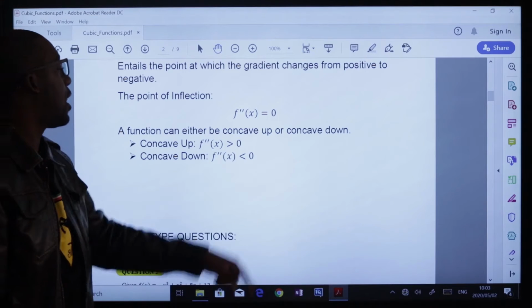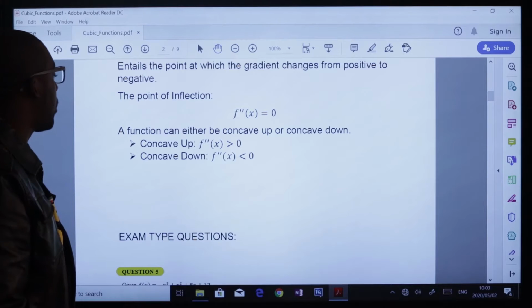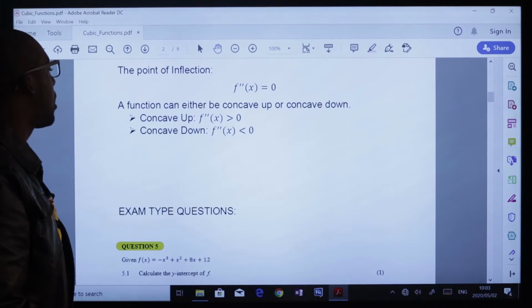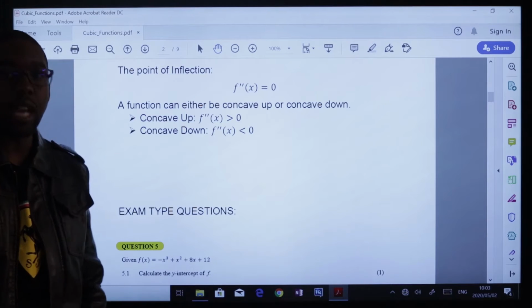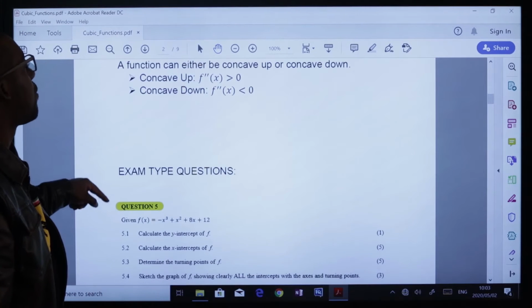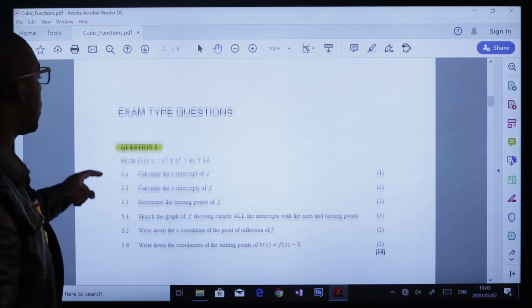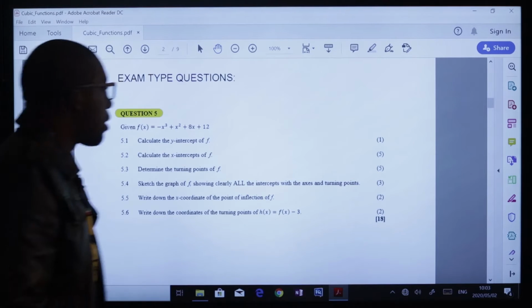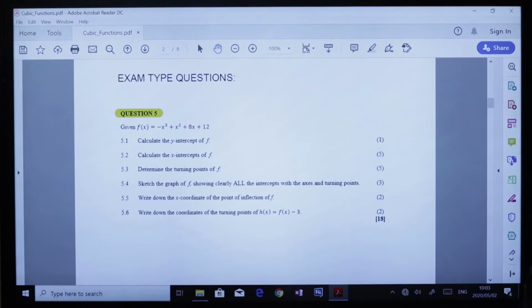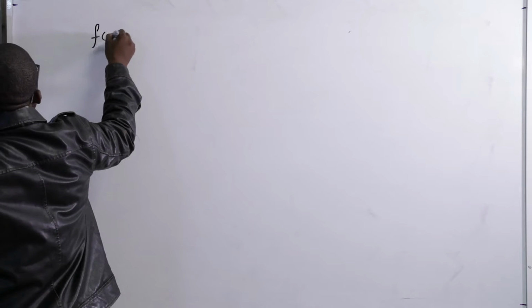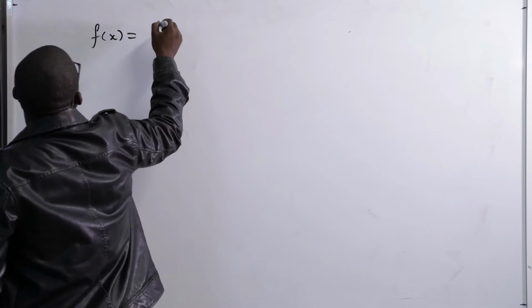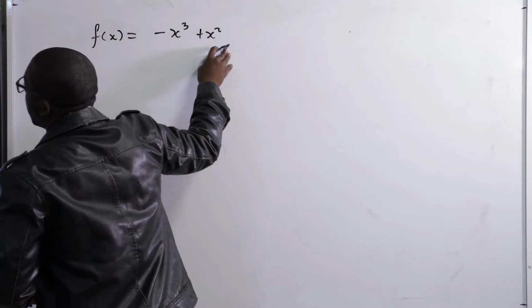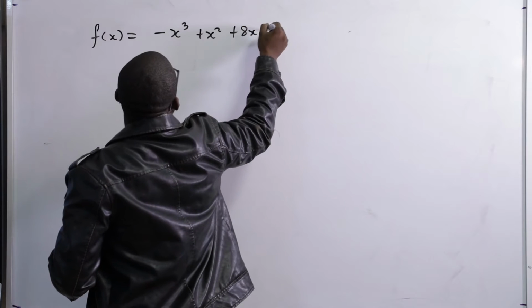A function can either be concave up or concave down. If it is concave up, then the second derivative would be greater than 0. If it is concave down, the second derivative is less than 0. Without further ado, we would like to do a question. The first question, we are given f of x that is equal to negative x cubed plus x squared plus 8x plus 12.